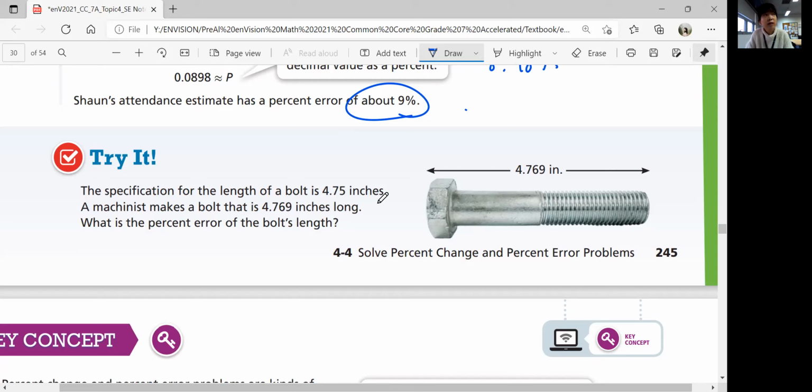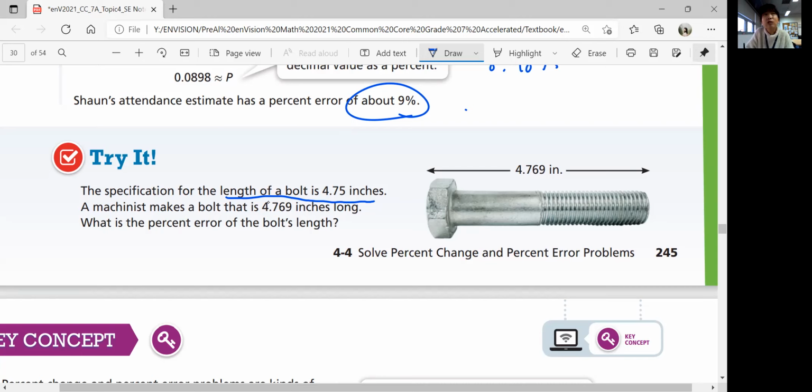The specification for the length of a bolt is 4.75. That means, when you buy this bolt, it says it's going to be 4.75 inches, but in real life, it's going to be a little bit different. All the bolts are going to be a little bit different because the world is not perfect, of course. Even though you make bolts in a factory, the factory will print out slightly different bolts. It looks the same in our eyes, but it's slightly different every time.